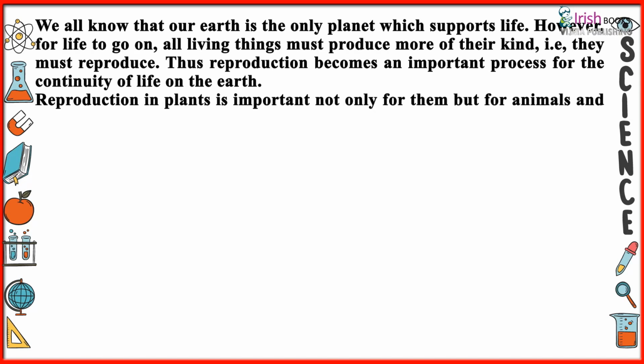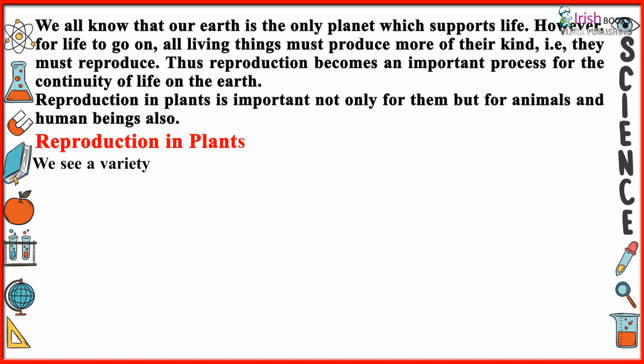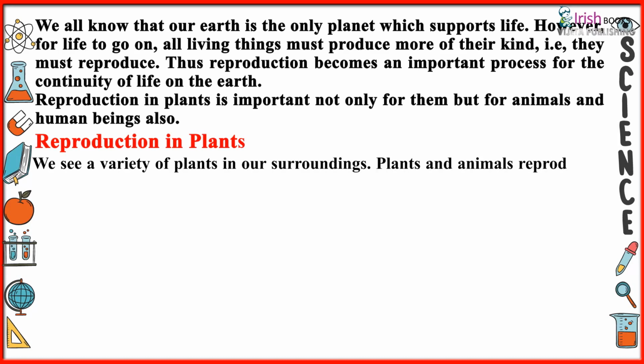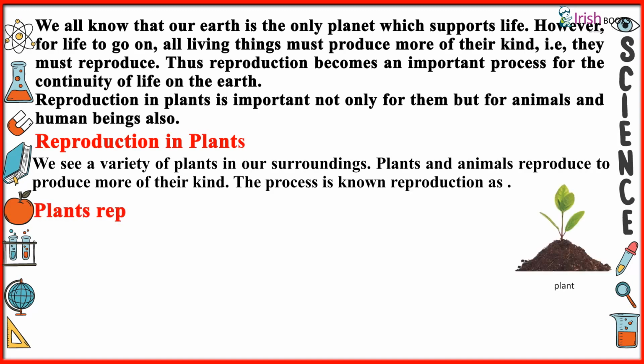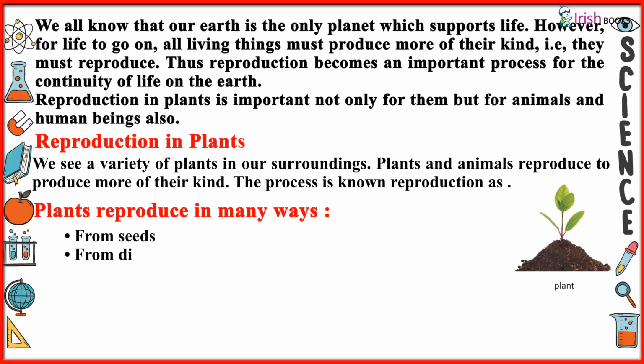Reproduction in plants is important not only for them but for animals and human beings also. Reproduction in plants. We see a variety of plants in our surroundings. Plants and animals reproduce to produce more of their kind. The process is known as reproduction. Plants reproduce in many ways, from seeds, from different parts of the plant.